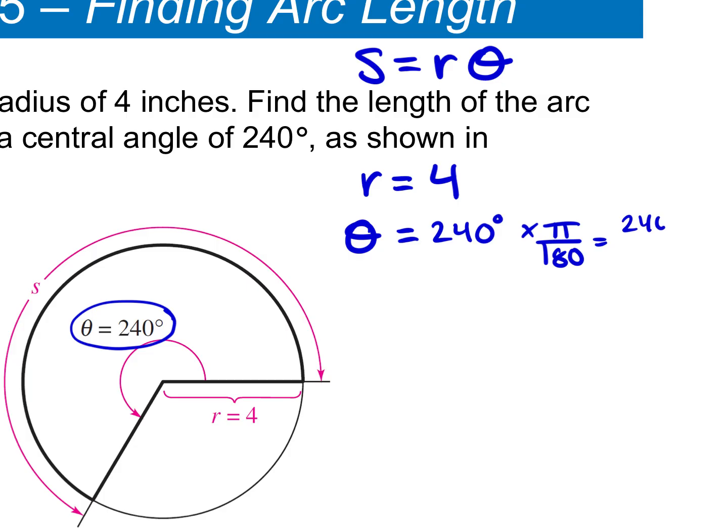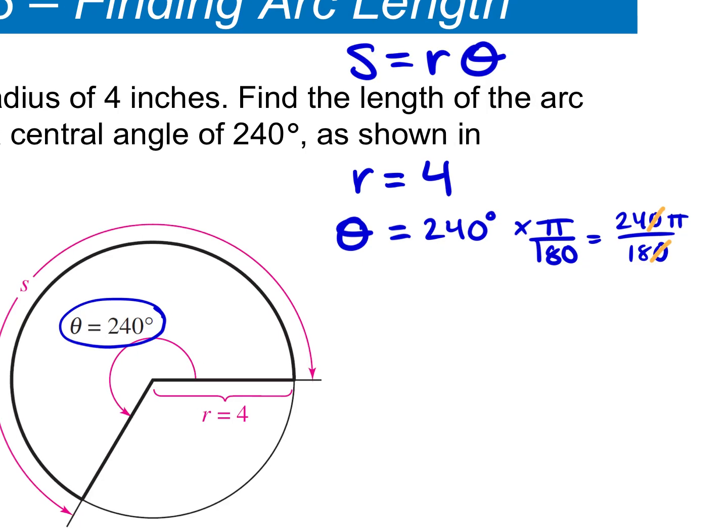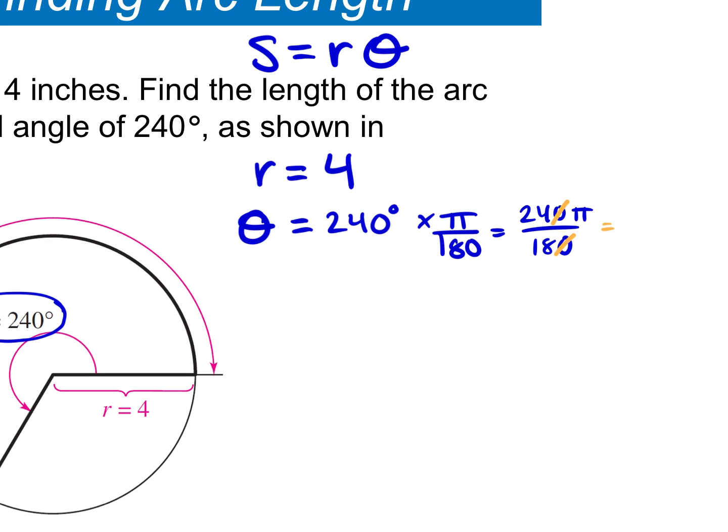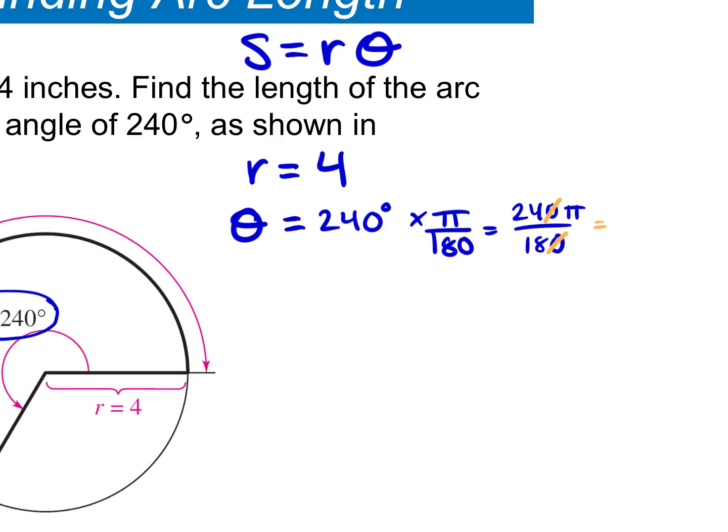So we get 240 pi over 180. We can divide them both by 10. So 24 pi over 18. What goes into both 24 and 18? 6. So 6 goes into 24 4 times. So we got 4 pi on top. And 6 goes into 18 3 times. So 4 pi over 3 would be our radians.